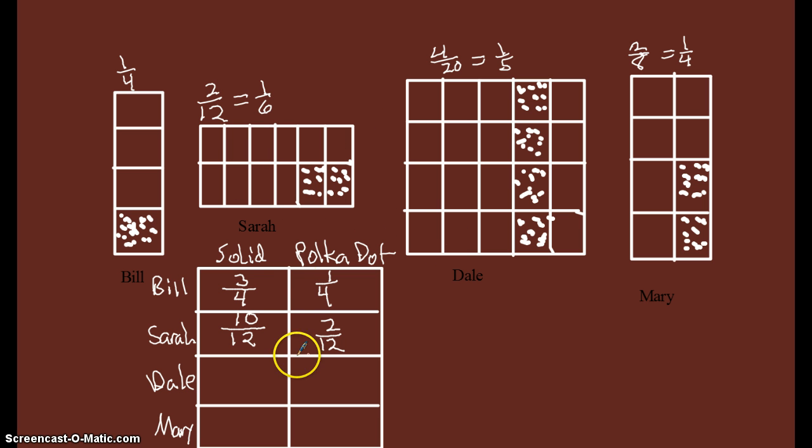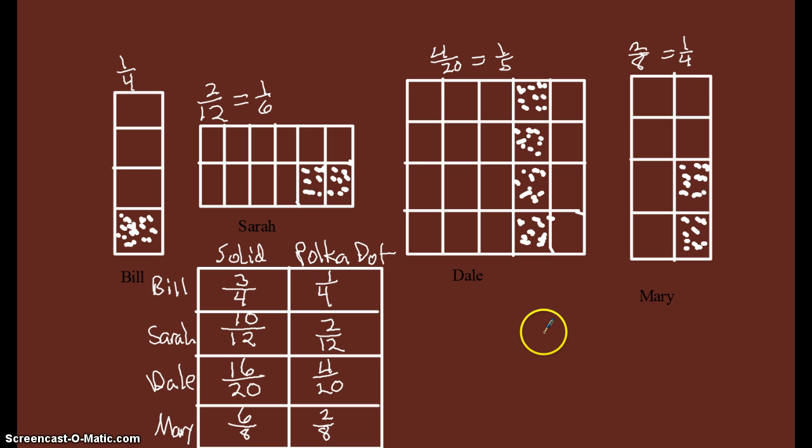And for Dale's, we already know that 4/20 is polka dot. Now, I don't really have to count all those. I can figure out how many units are solid simply by thinking if 4 out of 20 is polka dot, well, then that's going to leave 16 that are solid. So 16 over 20. And with Mary's, I know that she has 2/8 that are polka dot, and I'm just going to do the mental math here. If 2 out of 8 are polka dot, then the remaining 6 are not. So 6 over 8.